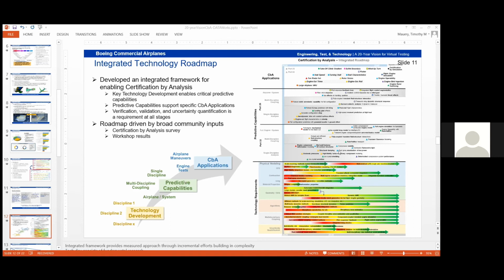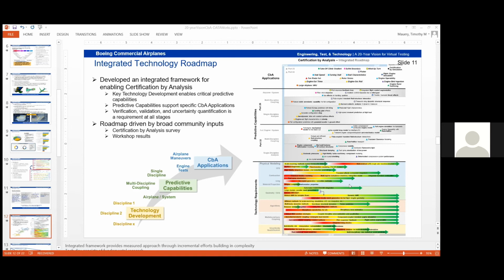So we went through several iterations, I think around 25, of this roadmap, adding and removing elements. And it's a little more complicated than the Vision 2030 CFD roadmap, and that's because it involves more than just CFD.